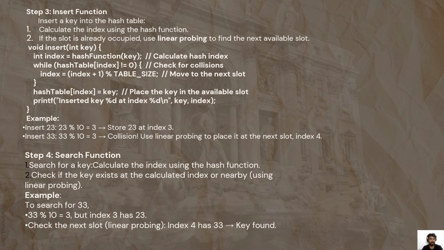For example, to search for 33, 33 modulus 10, we get the remainder as 3, but index 3 has the value of 23. Check the next slot using linear probing. Index 4 has 33. Key found.